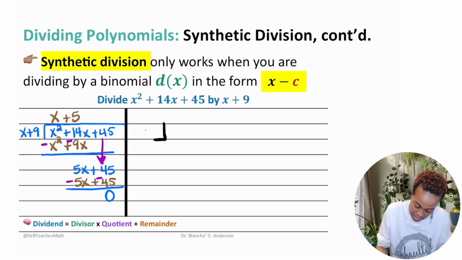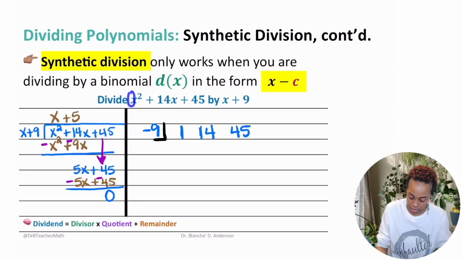So my C is -9. Okay, we already talked about y. And then the coefficient on my x squared, that's 1. The coefficient on my 14x term is 14. And then we have 45. So you're only pulling the coefficients, okay? You're only pulling the coefficients, which is 1, 14, and 45. Your C goes here, and then your coefficients go here, okay?